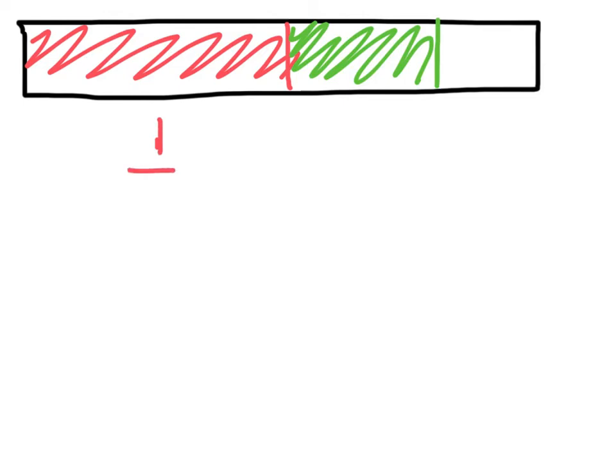Well, 1/2 is painted red, and 1/3 is painted green. Before we can add these fractions, we need to find a common denominator. Our first step in doing that is to list the multiples of the denominators, 2 and 3. Let's list the first 5 multiples of each number.